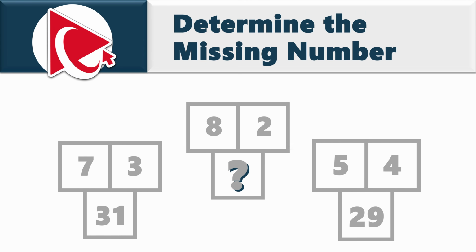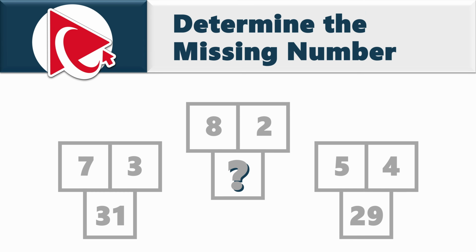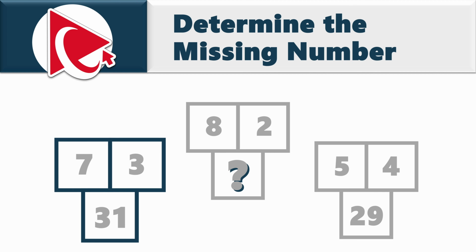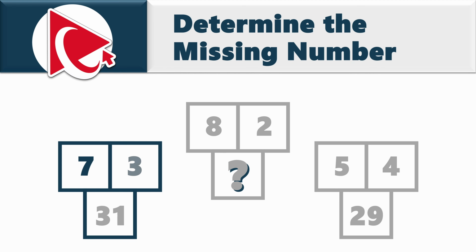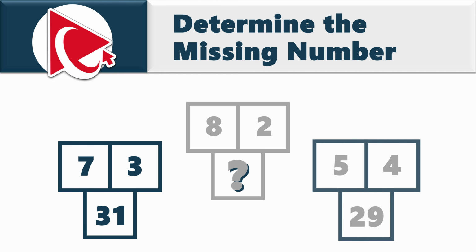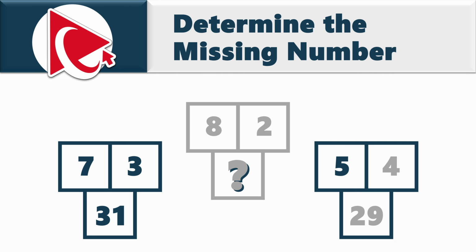You're presented with 3 groups of squares. Each square has a number inside. The first group has numbers 7, 3, and 31. The second group has numbers 5, 4, and 29. And then the third group has numbers 8, 2, and then comes the missing number, which you need to calculate and select out of 4 possible choices.